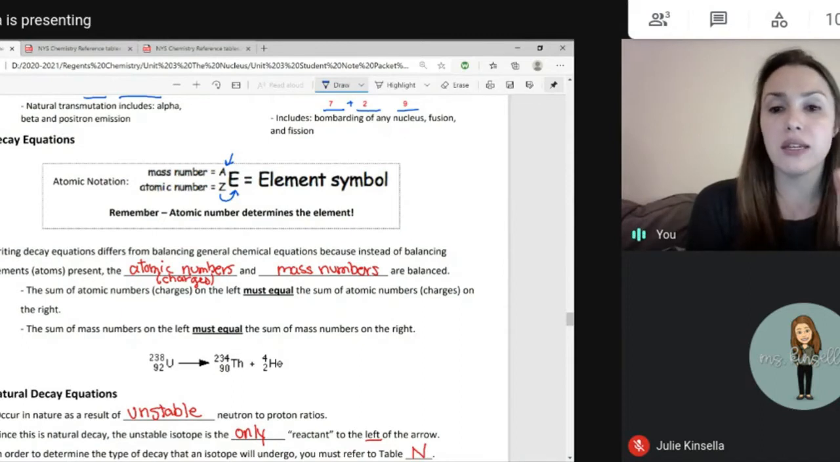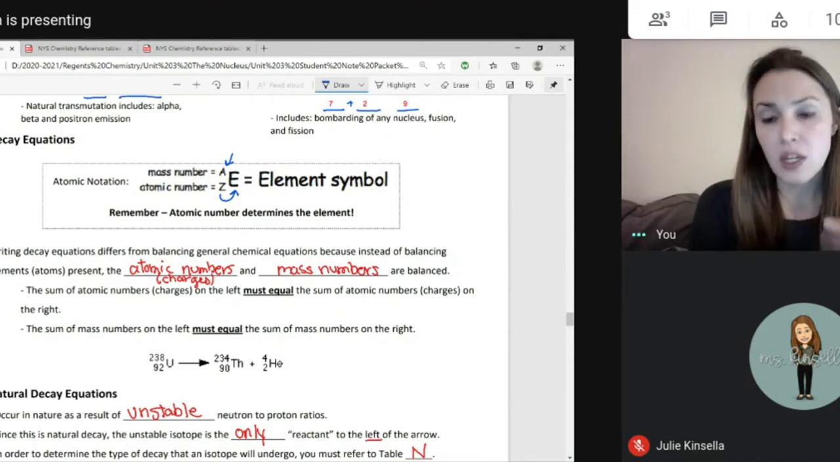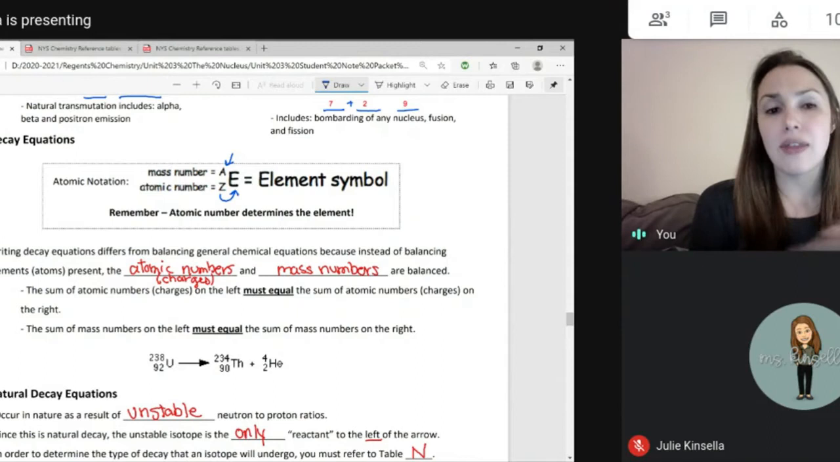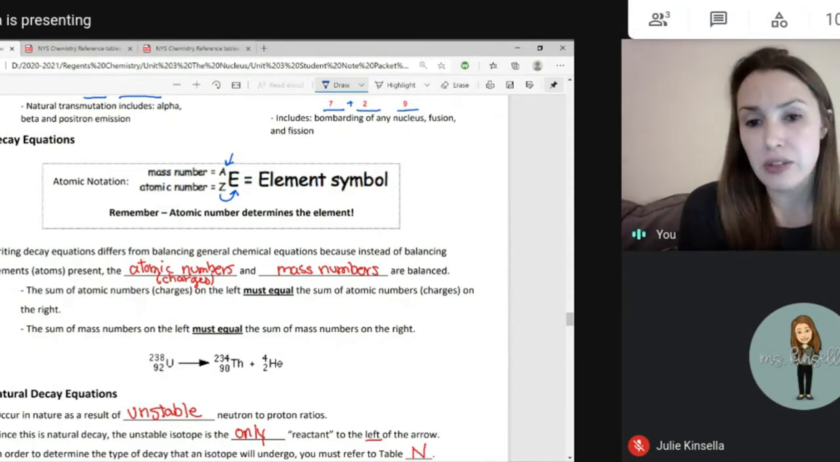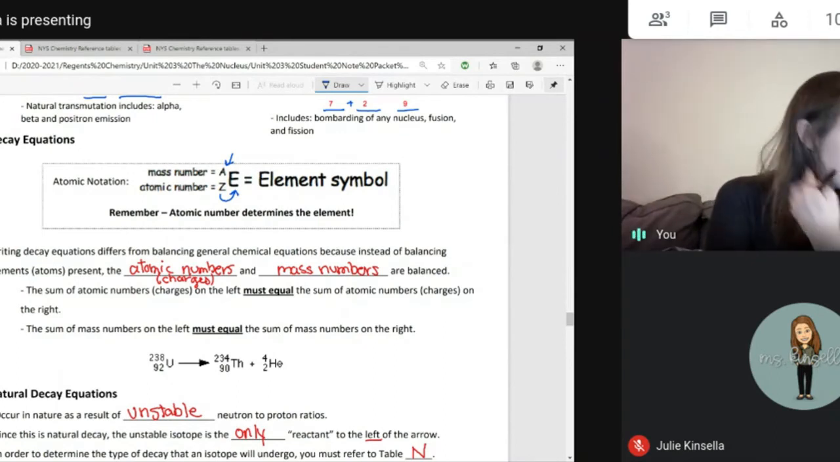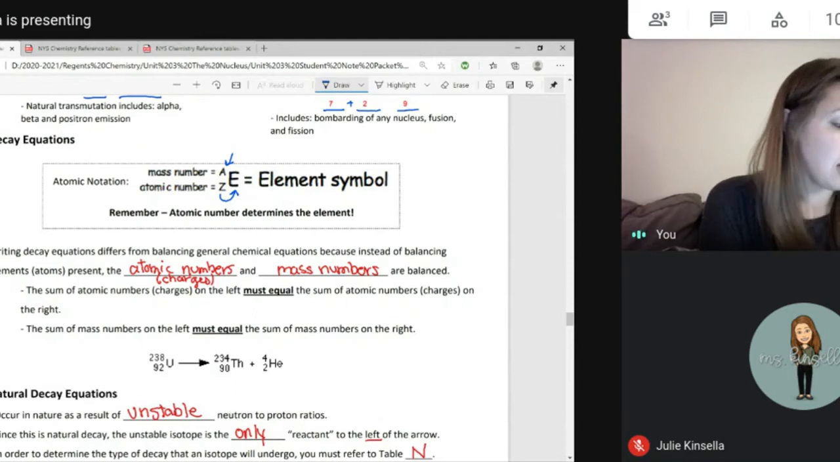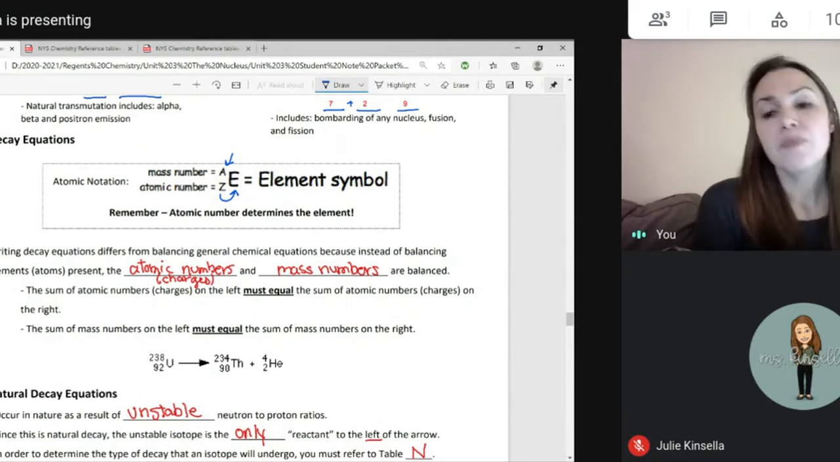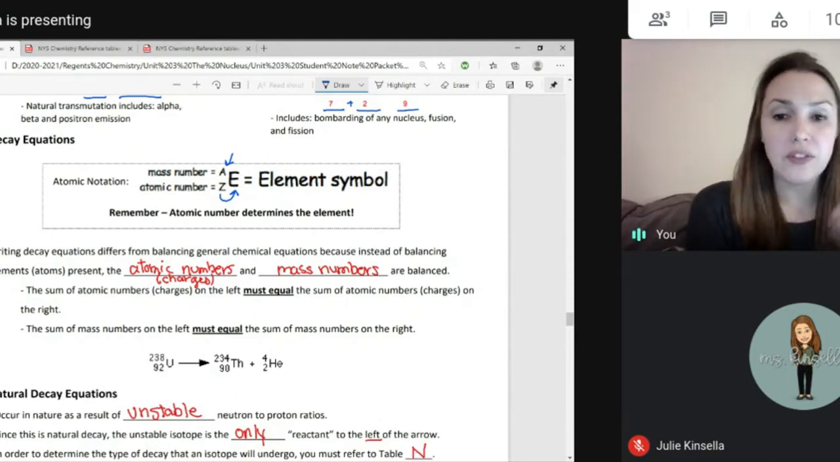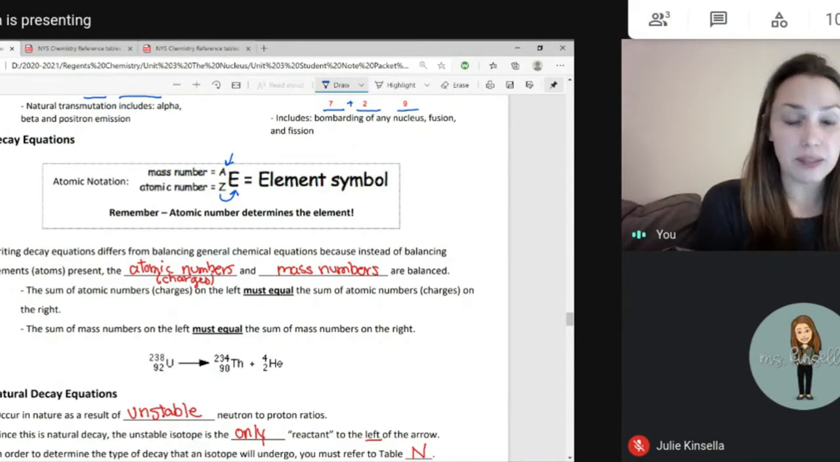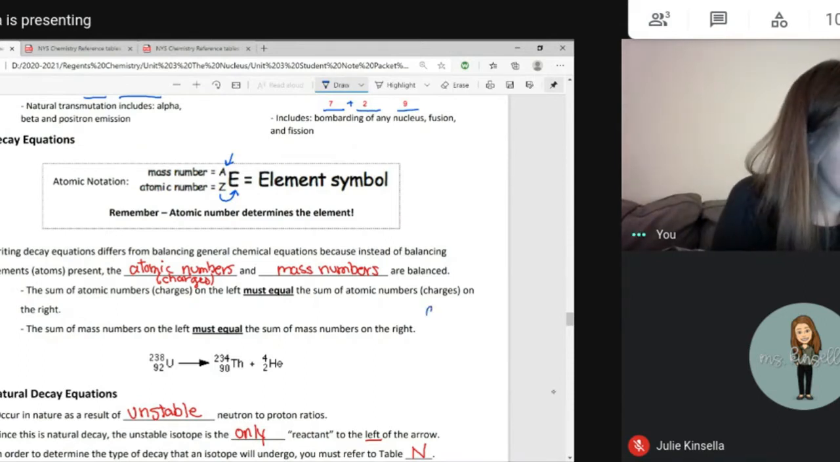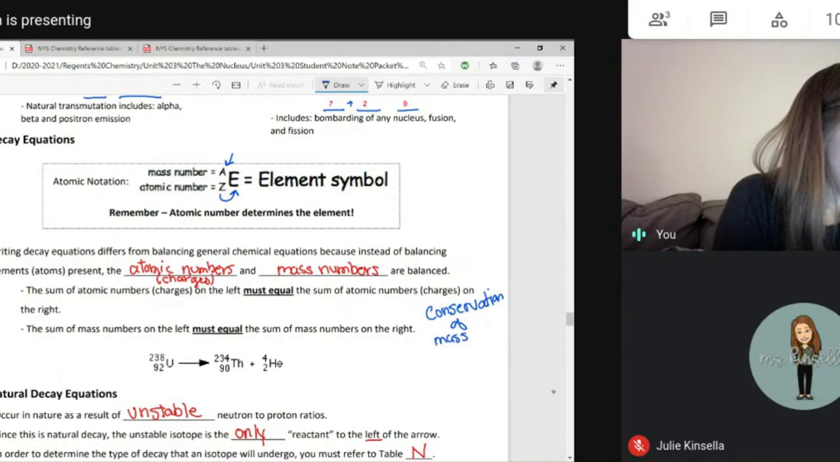When writing our decay equations, this is different than balancing regular chemical equations. We're going to be balancing the atomic numbers on the bottom, which are essentially the charges, and then the mass numbers on top. So again, it's different if you've done balancing already. The sum of the atomic numbers or charges on the left must equal the sum of the atomic numbers or charges on the right. And same thing with the mass numbers. The left has to equal the sum on the right. So this follows the conservation of mass and also the conservation of charge.